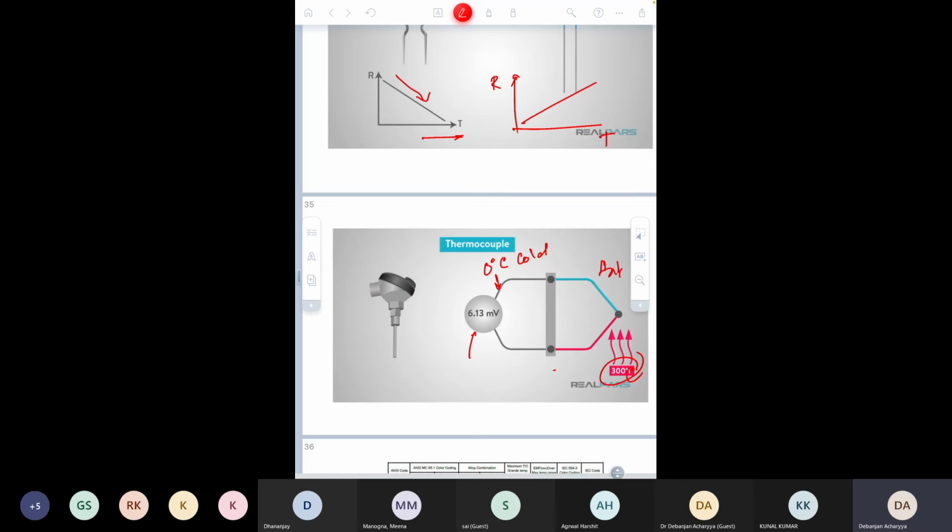So there will be an EMF generated, and that EMF can be measured. That EMF or voltage is proportional to the temperature difference, and it can be calibrated. The generated EMF can be calibrated with the temperature. Okay, and you can see the generated EMF is very low. So to increase this voltage, there is another concept known as thermopile. That is a series of thermocouples to increase the output voltage.